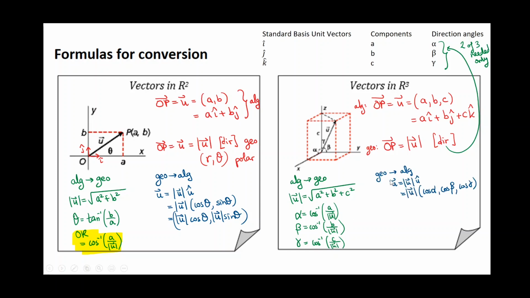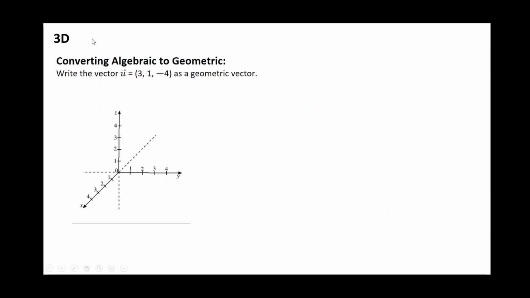And to convert backward, the vector is the magnitude of the vector times the u hat, which just represents the direction. So this is the unit vector, and it's going to be just cos alpha, cos beta, cos gamma. So you'll see how that's used in an example. So how do we convert 3-dimensional vectors?